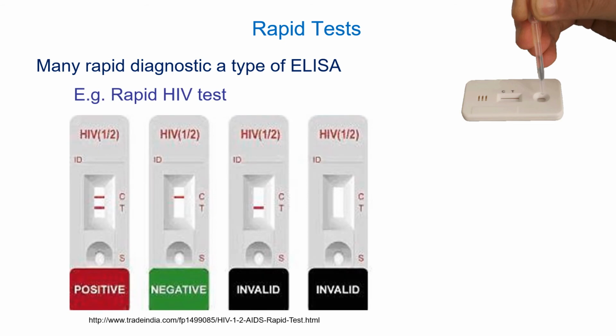I showed you this slide before. This is a rapid HIV test. It's very similar to a pregnancy test. You can see there's two bands. There's a control band. The control band should always work. If the control band does not work, as you can see in this case here, these are invalid because the control band did not work. Control band should always work. 2 bands mean positive, 1 band means negative. You can go back to your previous notes to look at these in more detail if you like.